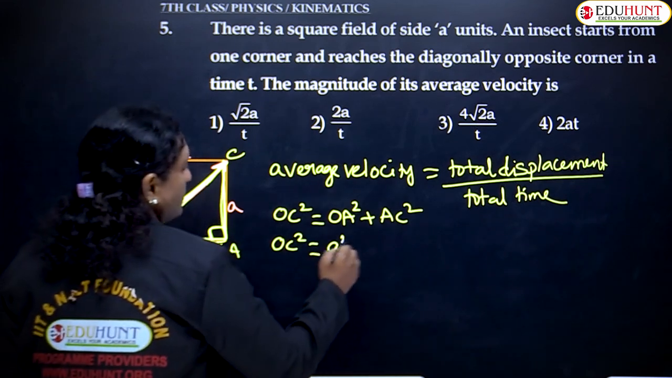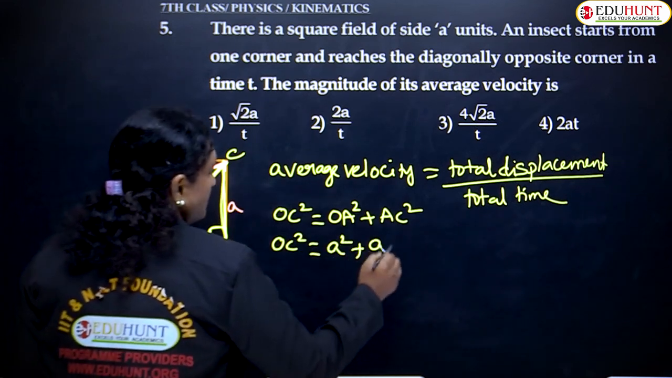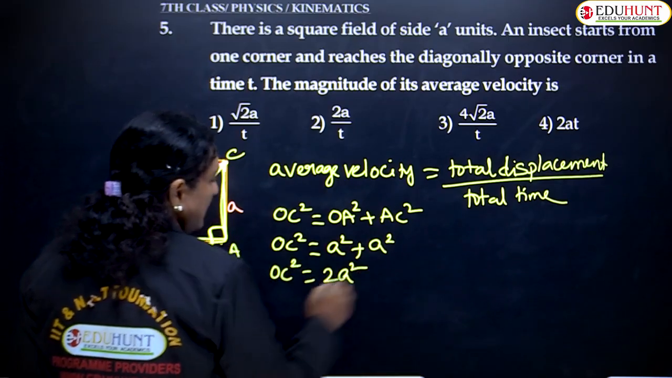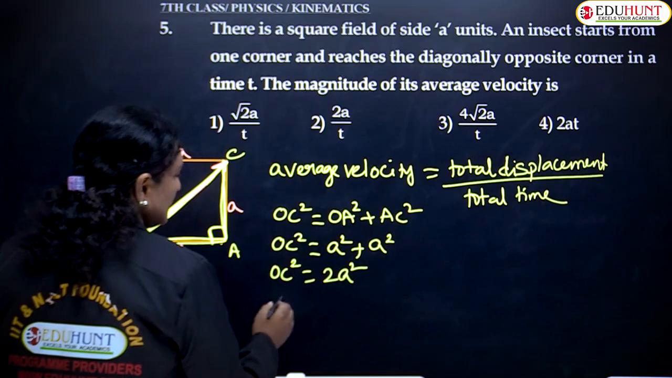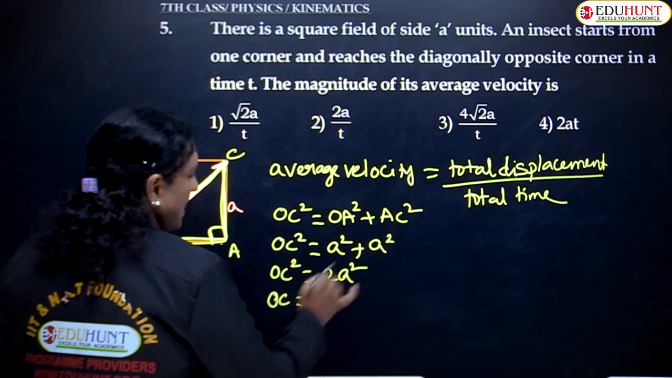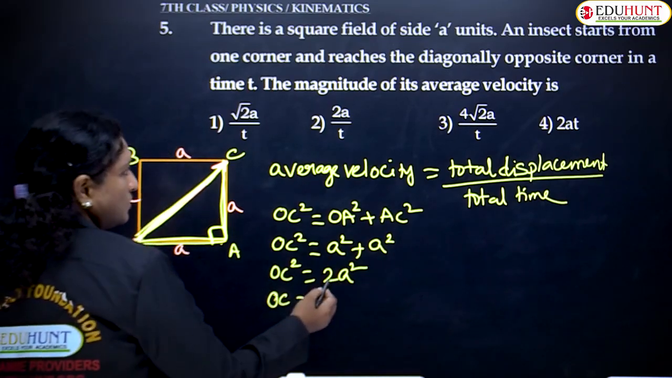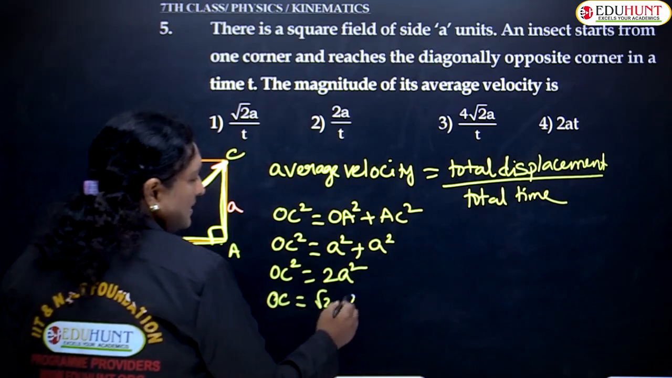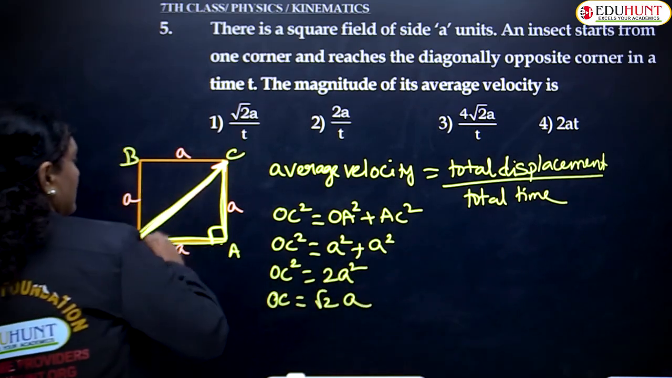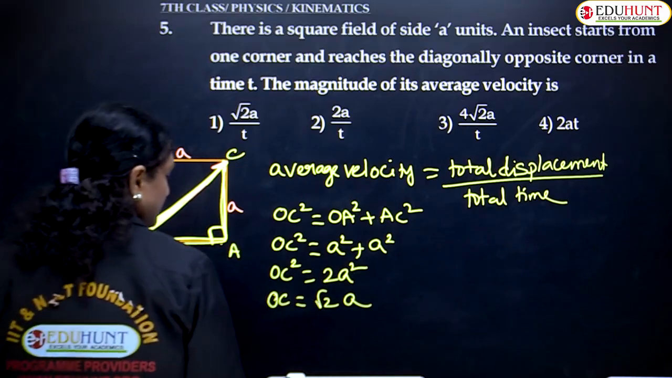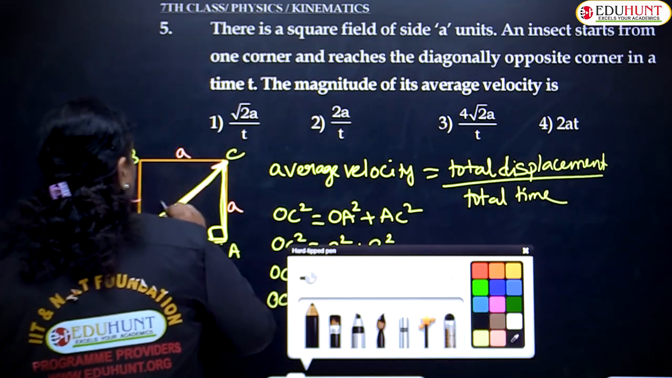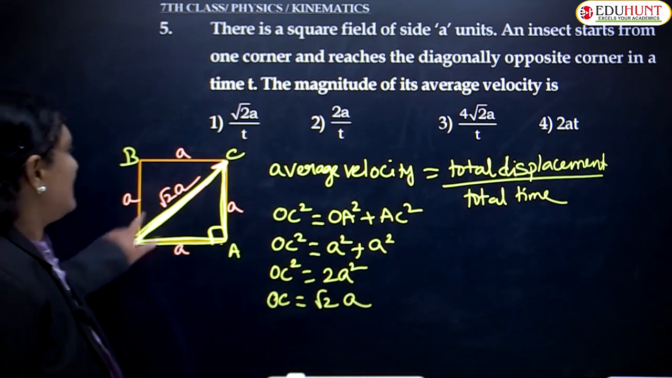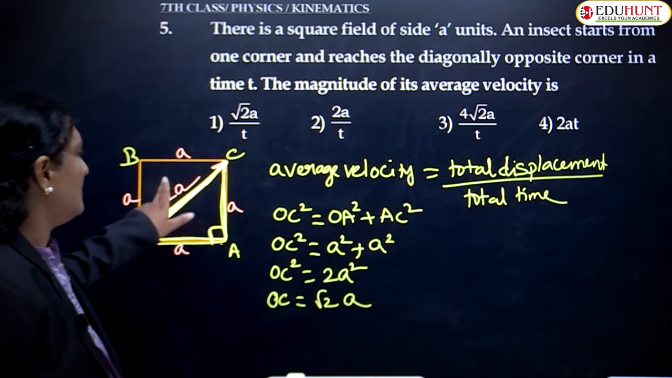If you want to find OC square, what is the value of OA, children? A. So this is A square. Even AC is A square. So OC square is nothing but A square plus A square, which is 2A square. So if OC square is 2A square, what is OC equal to? Under root 2A square. Root over 2 is root 2, and root over A square is A. So what is the length of this, children? It is clearly root 2A. So the displacement of the body was found to be root 2A.